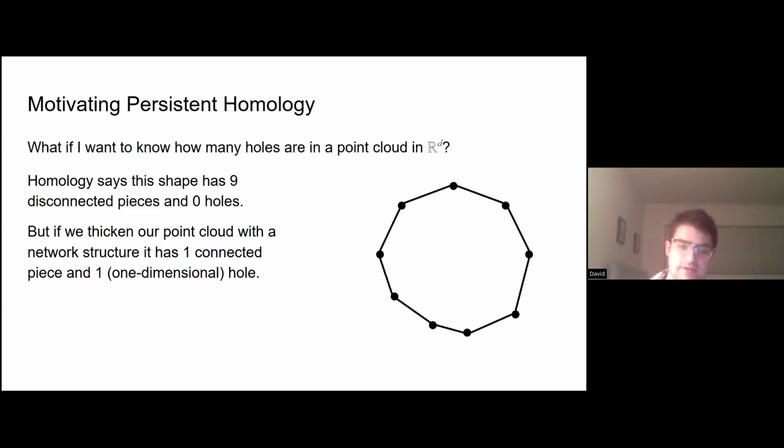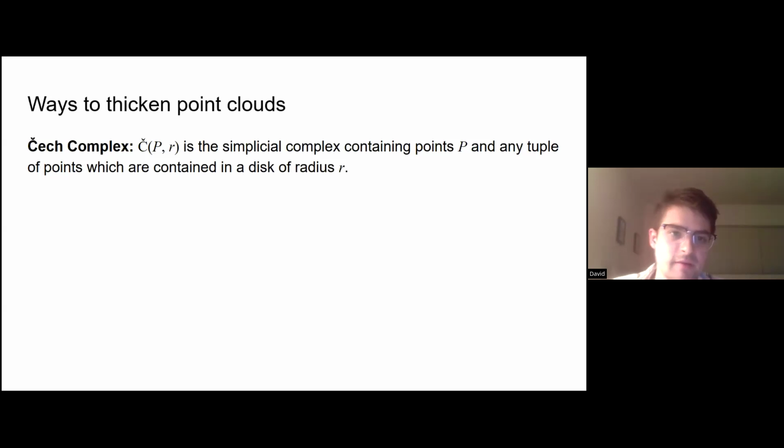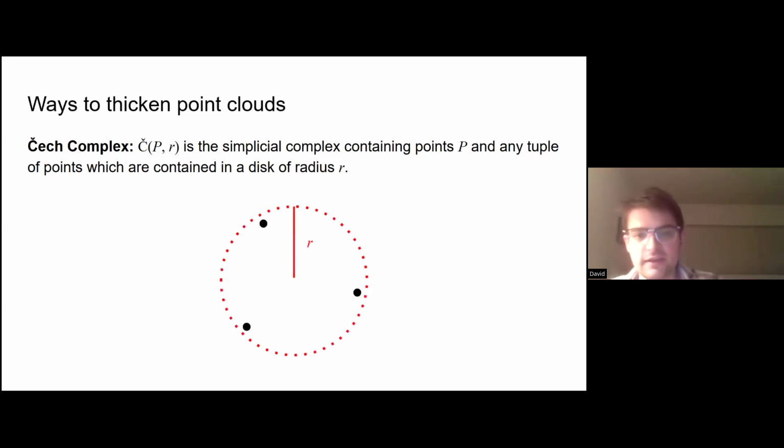So people got interested in this, and if I want to do something like this, I need a principled way of thickening point clouds. I will tell you two classic ways of thickening a point cloud. One is using what's called a Čech complex. You give me a point cloud and a positive number r, and I give you back the simplicial complex containing the point cloud and any tuple of points that are contained in a disk of radius r. For example, if I see these 3 points in my point cloud, and I observe that they could be contained in a disk of radius r, I would include the triangle in my Čech complex at radius r.